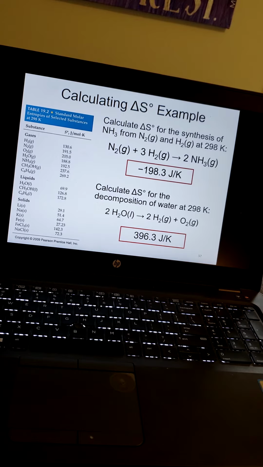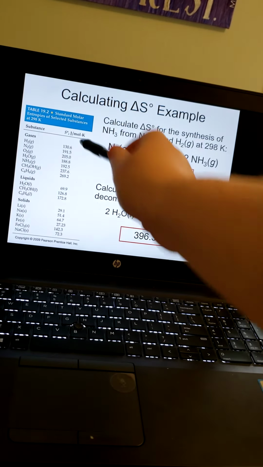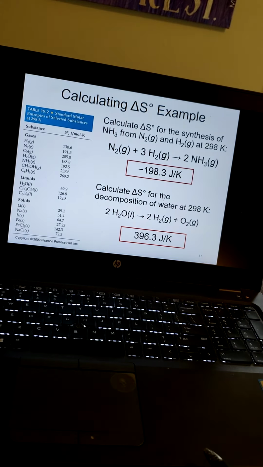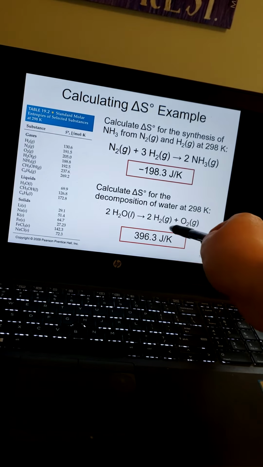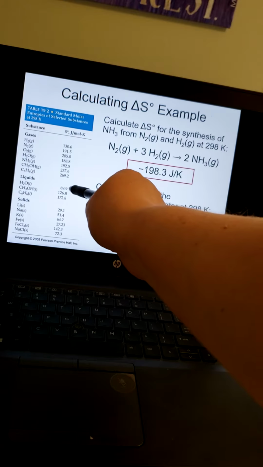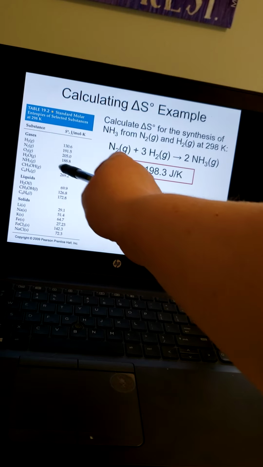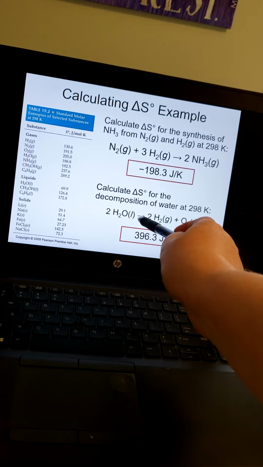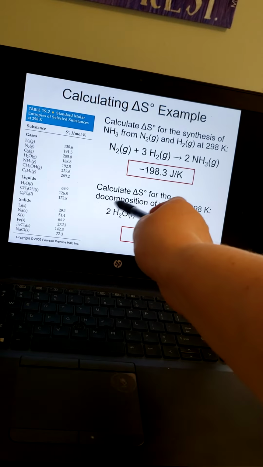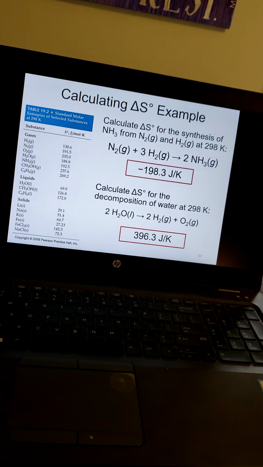If you had done the math, it's 2 times hydrogen, 130.6, plus oxygen, 205, the sum of that, minus 2 times liquid water. If you had used the other number, it would have been wrong, because that is water vapor. What am I saying here? Phases matter. 2 times 69.9. If you had used the wrong water, you would have probably gotten the wrong sign here, okay?